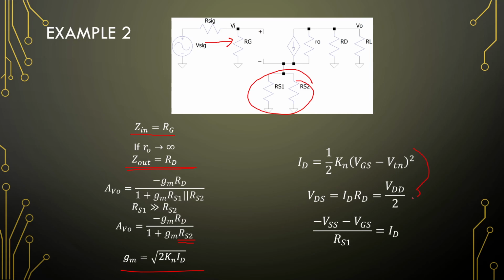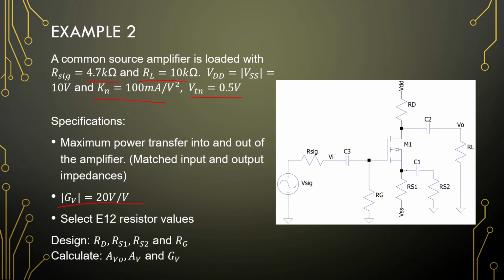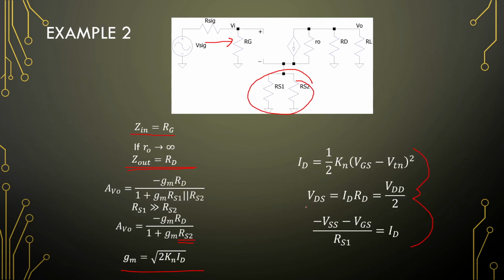and we have very simple equations for our DC bias right here. So since this is dual supply and we try to see this point as roughly 0, we have VDS equal to ID RD is VDD over 2, and our source 1 resistor is minus VSS minus VGS over RS1, is our drain current right there. And again, we assume we are in saturation, so we can just use this drain current equation right here.